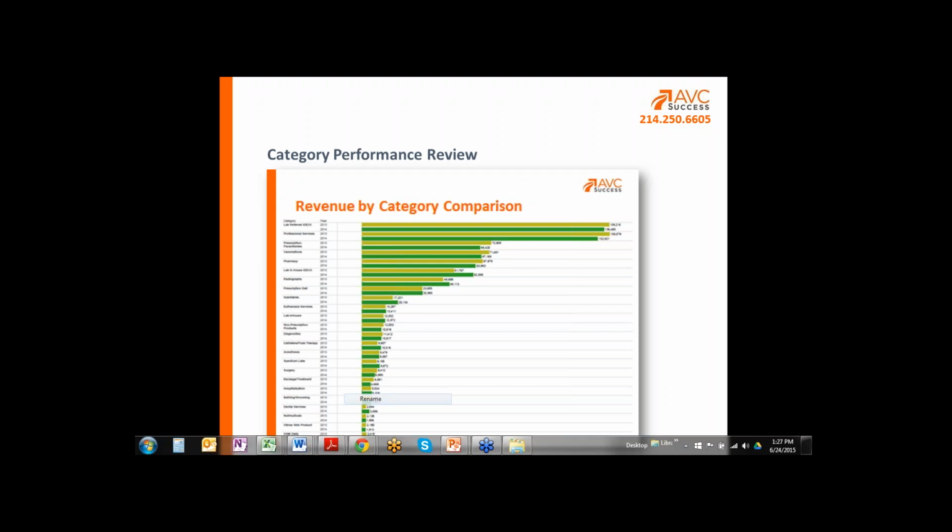And diagnosing that situation means looking at where you're producing revenue. Not only between categories, which is the base level to start at.